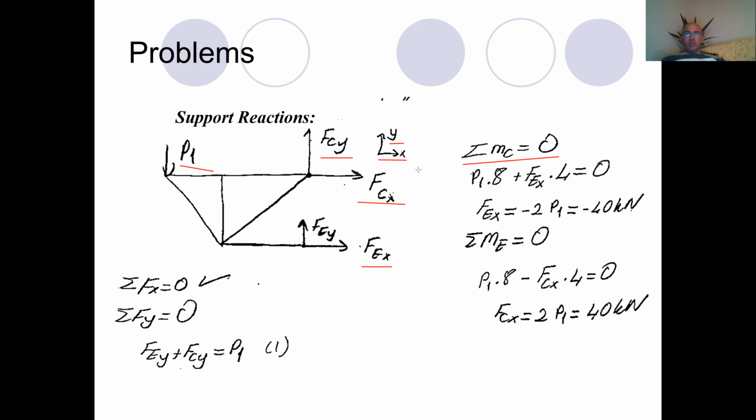First, I take the moment with respect to point C. This will eliminate the contribution of the forces at point C to the moment equation. In fact, FEY will not generate any moment because it is directed towards point C. Therefore, I can calculate FEX if I take the moment with respect to point C. From P1 to point C, it is 8 meters, and from E to C, it is 4 meters. As a result, the moment equation is P1 multiplied by 8 plus FEX multiplied by 4, and this has to be equal to 0. From here, I can easily calculate FEX. FEX is equal to minus 2 P1. Since P1 is 20, the result is minus 40 kilonewtons.